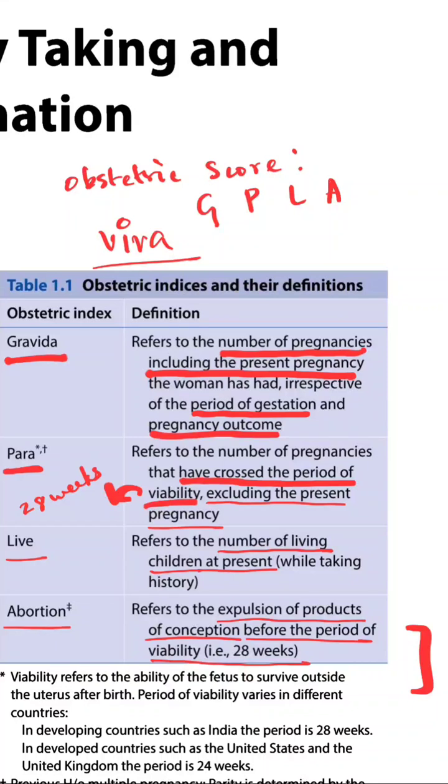The score will be G: 3 pregnancies are there. Gravida includes the present pregnancy, for all the pregnancies irrespective of the period of gestation, so gravida will be 3, G3. Para excludes the present pregnancy and counts only the pregnancies that have crossed viability, so para will be 1, live birth will be 1, and abortion will be 0. So this is an example.